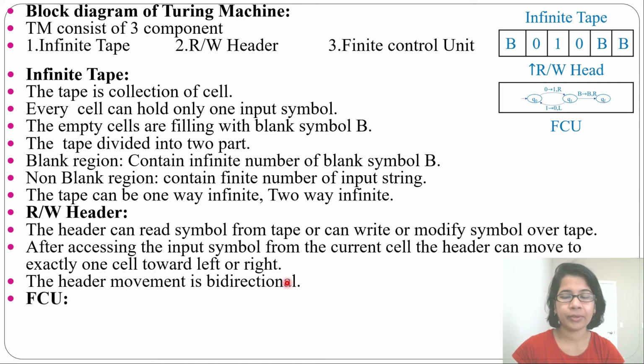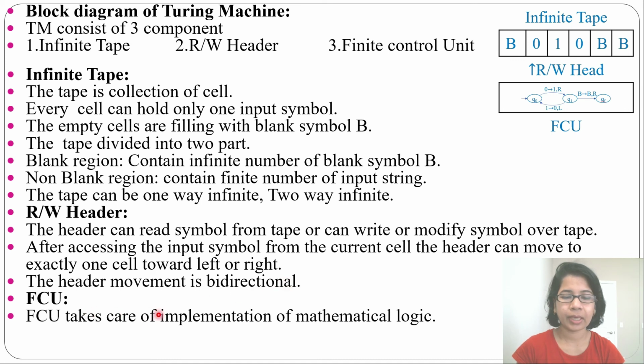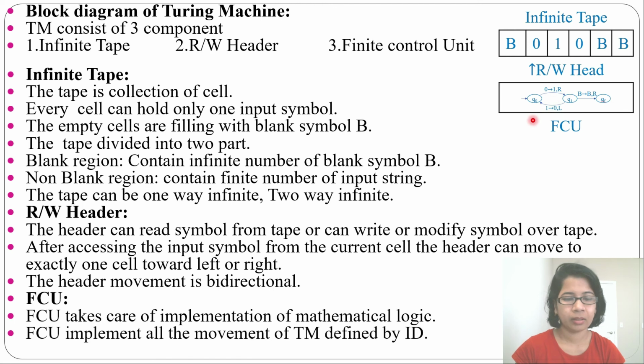Next is the FCU. FCU stands for Finite Control Unit. FCU takes care of the implementation of the mathematical logic. Here the Turing machine will be in the FCU, that is the Finite Control Unit. Like in a computer, the CPU takes care of everything, here in the Turing machine block diagram, the FCU takes care of everything. The FCU implements all movements of the Turing machine defined by the ID.